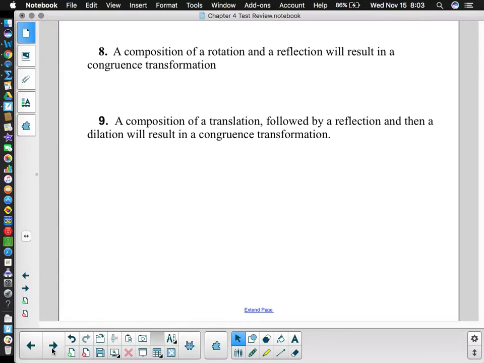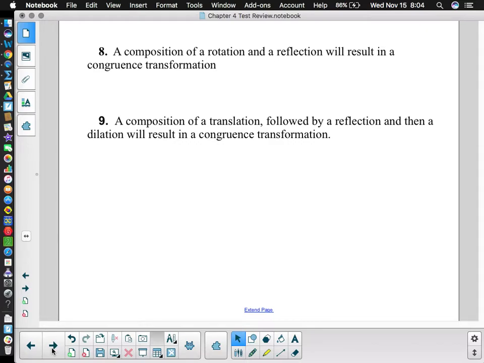Rotation's one of them. Does that give me congruent objects when we're done? Yes. Reflection. Does reflection give me congruent objects? Yes. What's another one? Translation. Does translation give me congruent objects? Yes. Dilation is the 4th one. Does dilation give me congruent objects when we're done? No, it gives me similar objects, but not congruent because they're bigger or smaller.